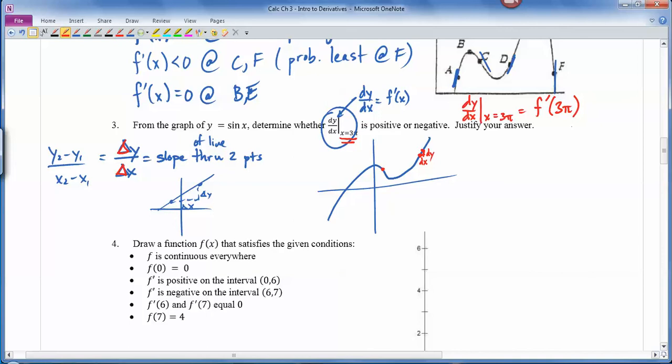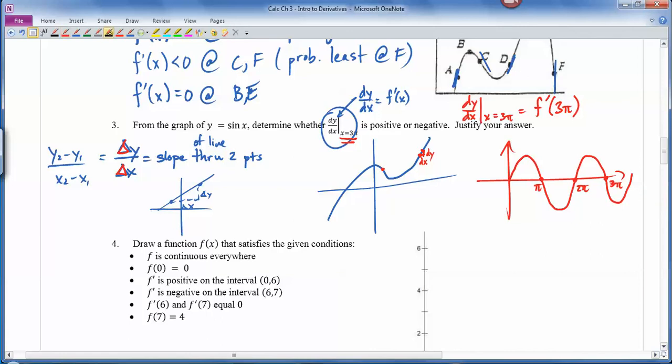Okay, so we're supposed to look at the graph of sine x to figure this out. So let's graph sine x. So sine x starts at 0 and then goes up and down and up and down. And right here is pi. And right here is 2 pi. And right here is 3 pi.